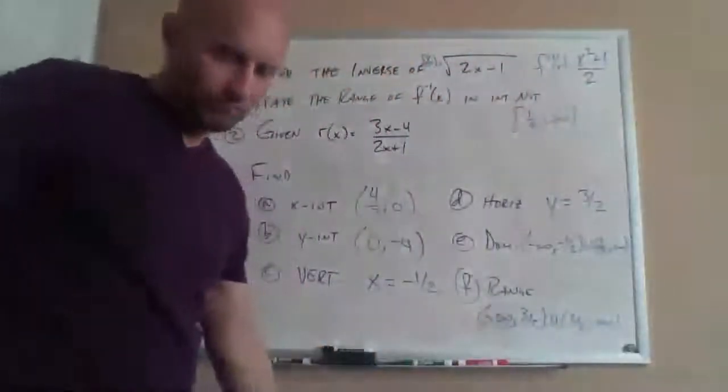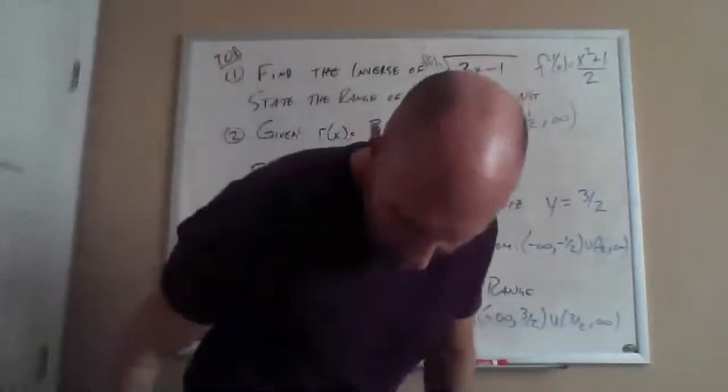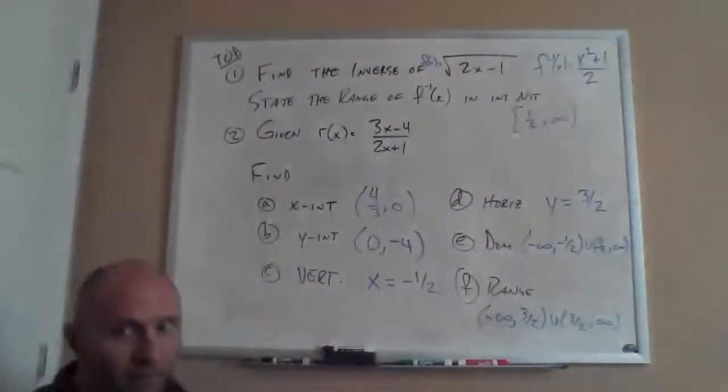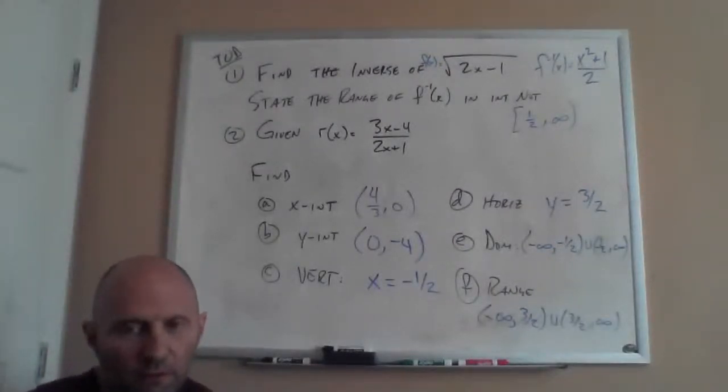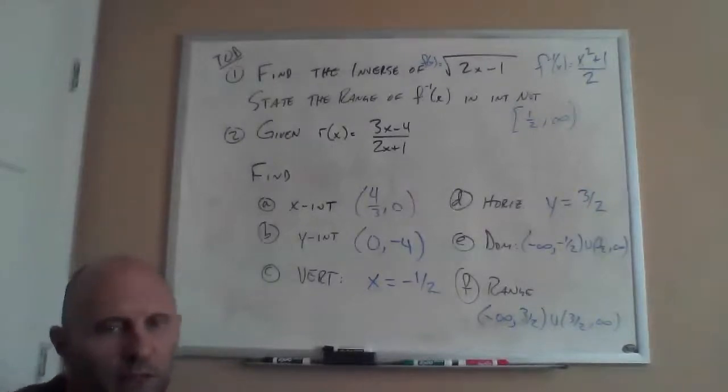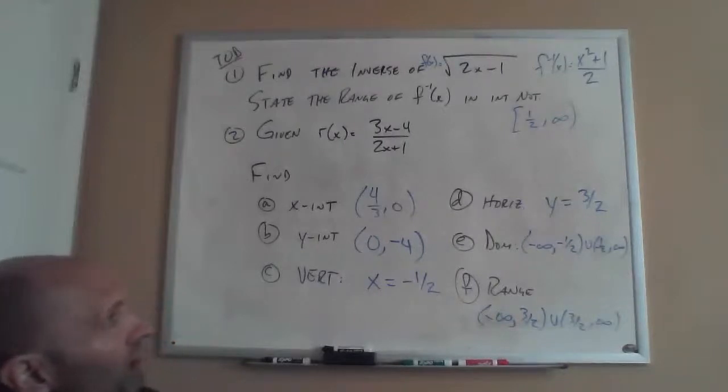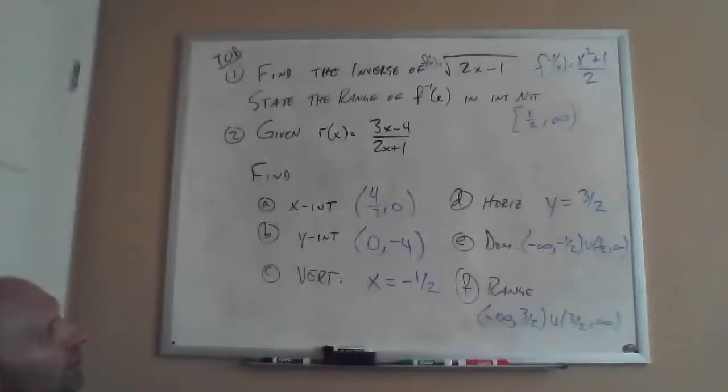So again, we still have plenty of time, about 15 minutes here or so. If you guys want to try to work those, that's fine. If you have questions, you can type it out and I'll try to answer it. But otherwise, those should be the answers you get. F inverse is x squared plus 1 over 2. The range of f inverse is 1/2 to infinity, because that's the domain of the original function. And then all this information for your rational function.